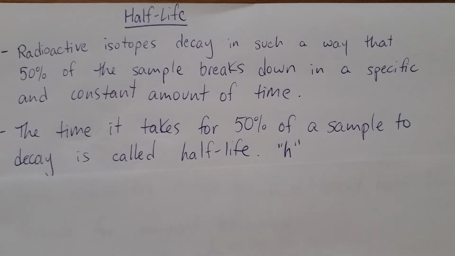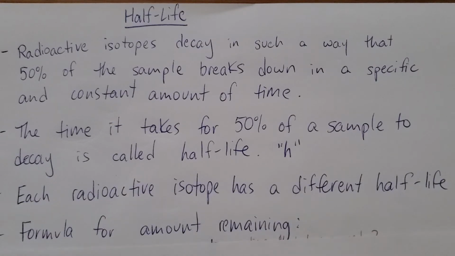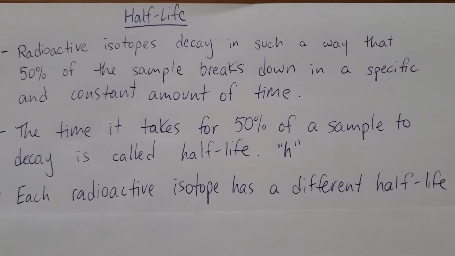Okay, so H is an amount of time. It's the time it takes half a sample to decay. Now, each radioactive isotope, so if you forget your science, an isotope is just an element with a specific number of neutrons. Like I could say uranium-238, that's an isotope. Carbon-14, we'll do an example with it, that's an isotope. They are different isotopes, so they have different half-lives.